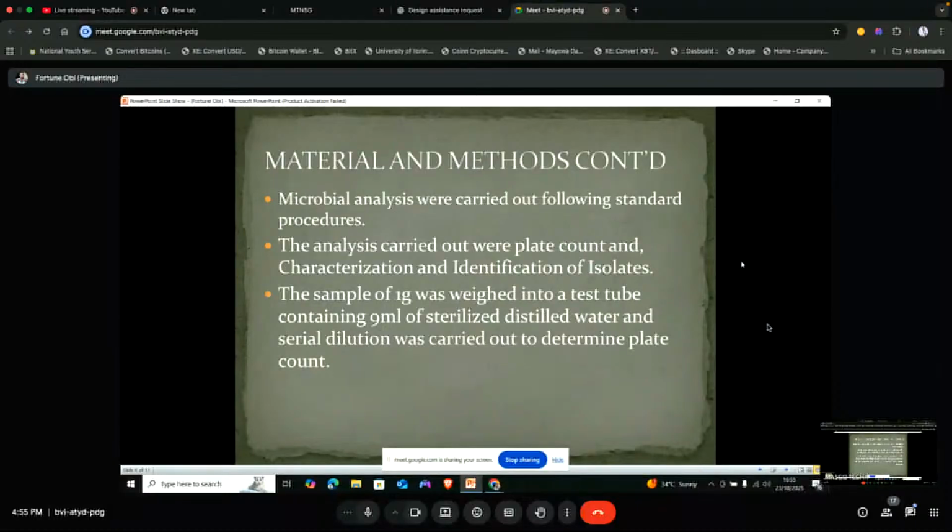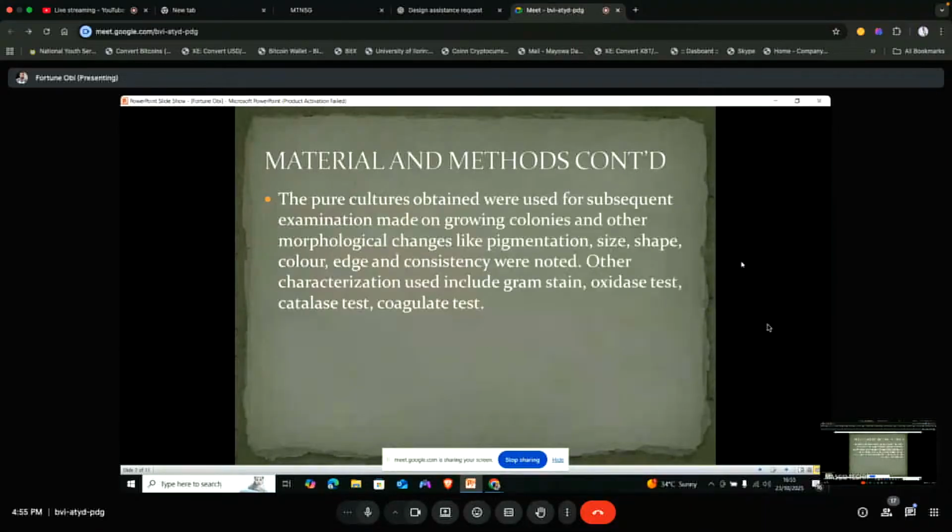Now, the microbial analyses carried out followed standard procedure: plate count, and the characterization and identification of isolates. A sample of 1 gram was weighed into a test tube containing distilled water, and serial dilution was carried out to determine the plate count of the microorganisms.